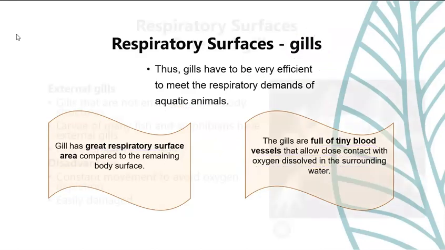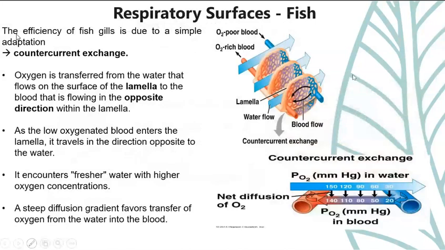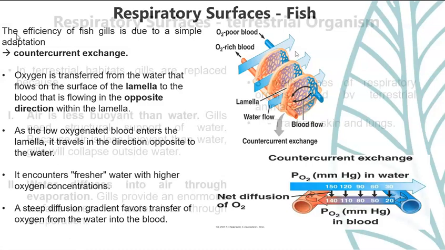If we look at this structure, this is the lamella. Like we have alveolus, where the alveolus is surrounded by blood capillaries. For gills, they have many lamella, and the lamella has many blood capillaries, so that oxygen can diffuse in, and also to remove carbon dioxide.